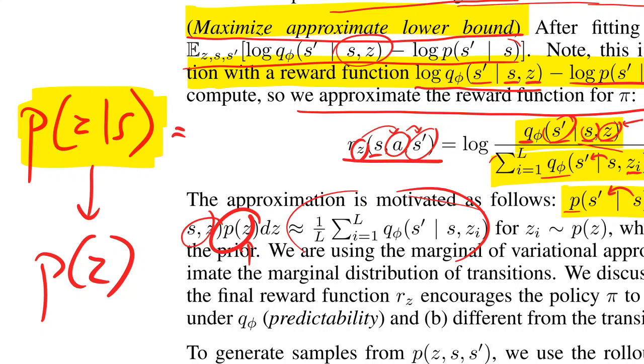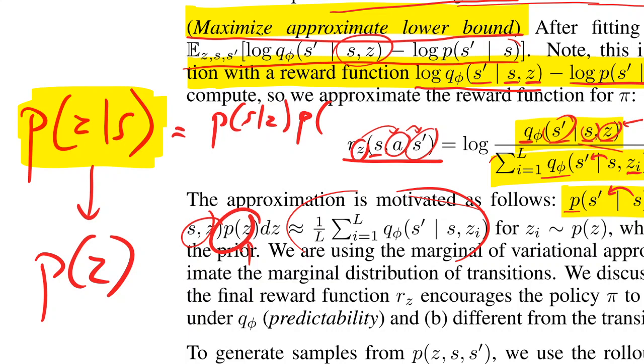It's P of S given Z times P of Z divided by P of S. So this quantity depends on multiple things. Here's that prior again. And this means, what's the general distribution of states if your agent acts in the world? This and this we don't know. And also this right here, what's the distribution in the true world?